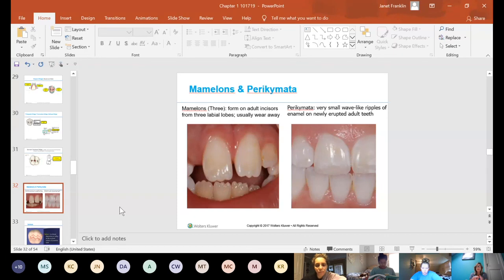And the picture on the right is something called perichiomata. If you look really closely at that picture, there are little tiny wavy-like white lines across those teeth. Those are part of the enamel layers. When the teeth erupt, you sometimes can see those still, but in time, just like the mammalons, just from exposure, they disappear.